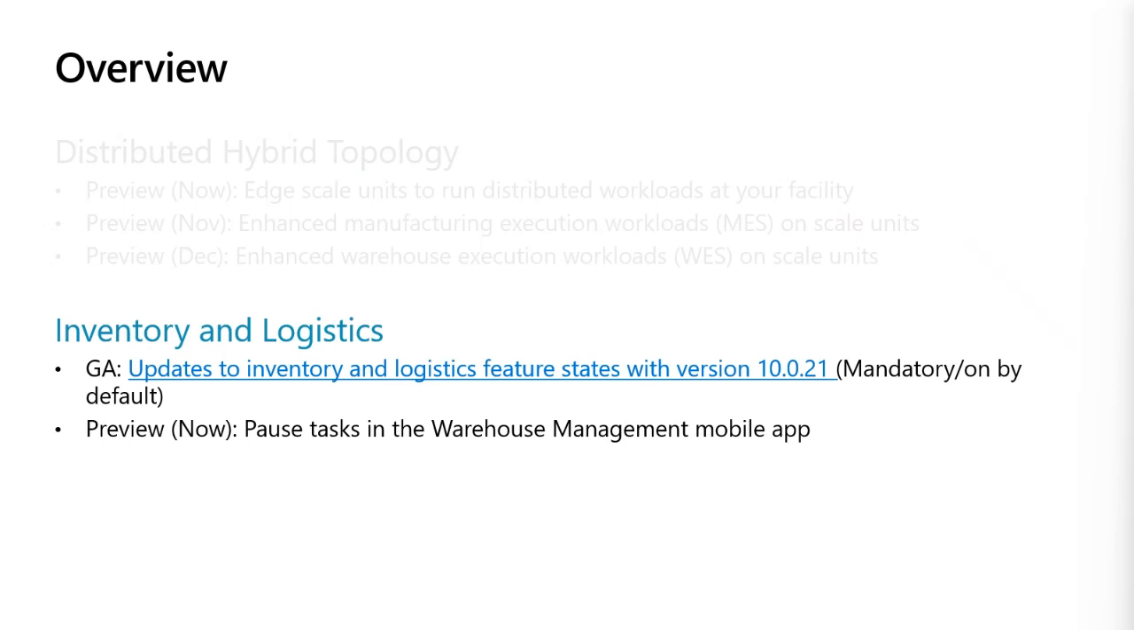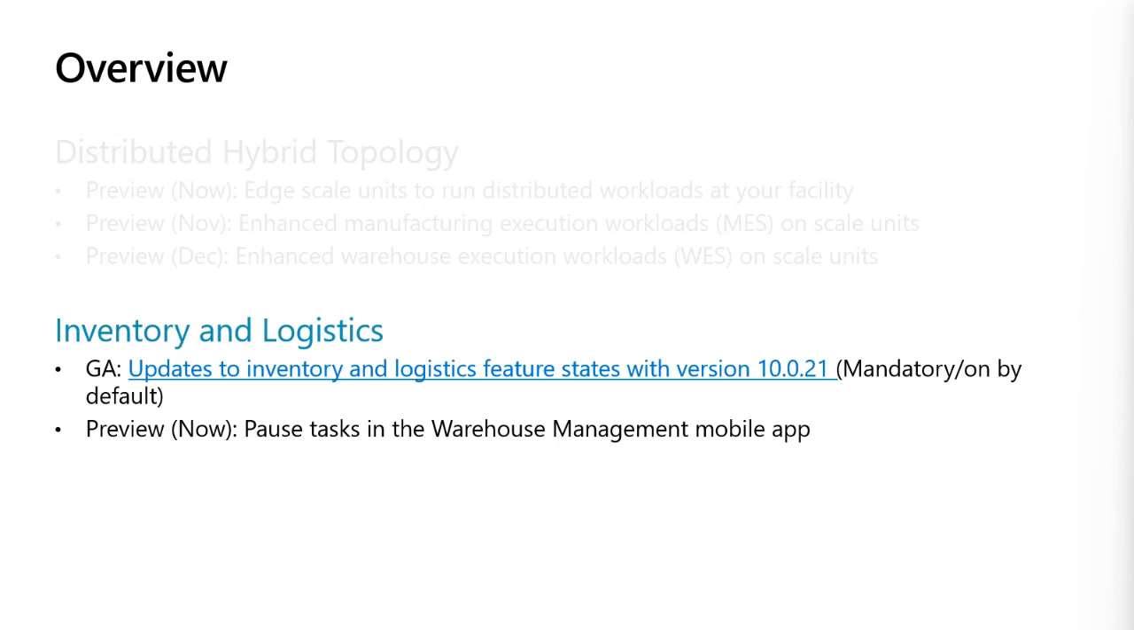So one of the preview features that we have in inventory and logistics that's pretty exciting from an advanced warehouse management perspective is that we're introducing this feature called pause tasks. You may also hear it referred to as app detours in the warehouse management mobile app. So this is our ability to interrupt a workflow, start a secondary workflow, and then return to the previous workflow without losing that assignment of the user or the place that you were within the workflow, right?